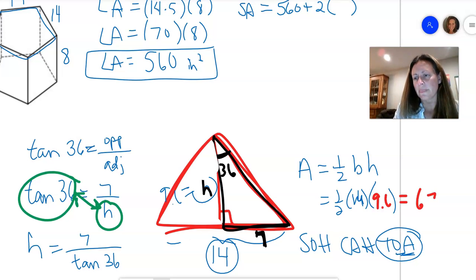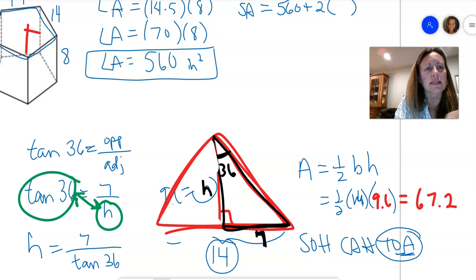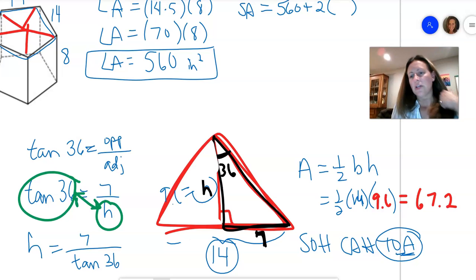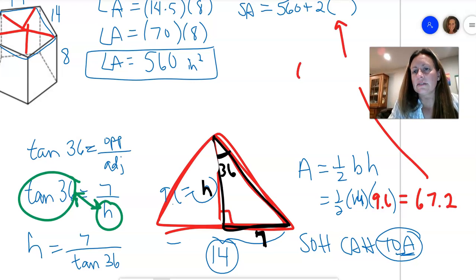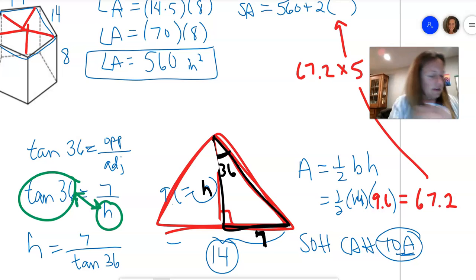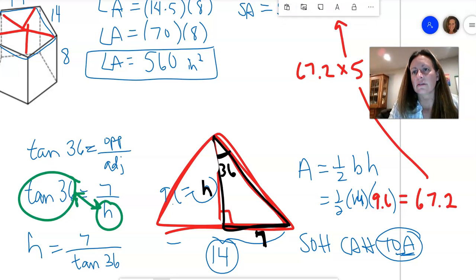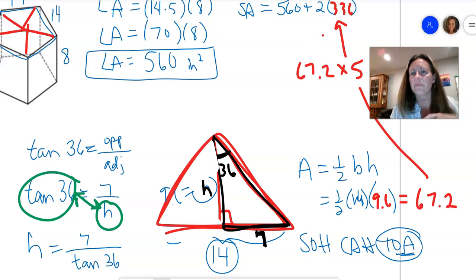67.2. Now, that's only one of the triangles that makes up the entire pentagon. Remember, that's like this part of a 5 triangle figure. So the area that I'm going to plug in here is going to be 67.2 times 5. All right, which is 336. Whoa, getting too close to the top there.